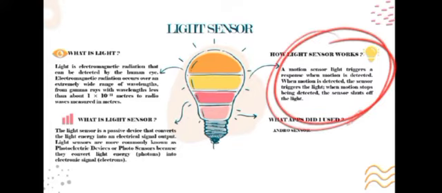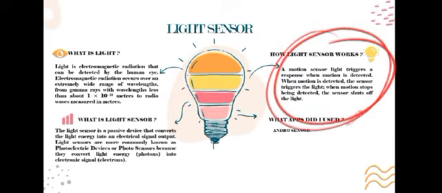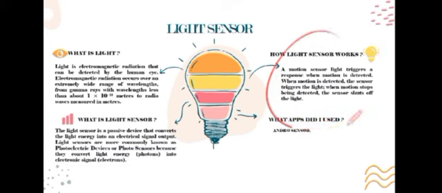How does a light sensor work? A motion sensor light triggers a response when motion is detected. When motion is detected, the sensor triggers the light, and when the motion stops being detected, the sensor shuts off the lights.